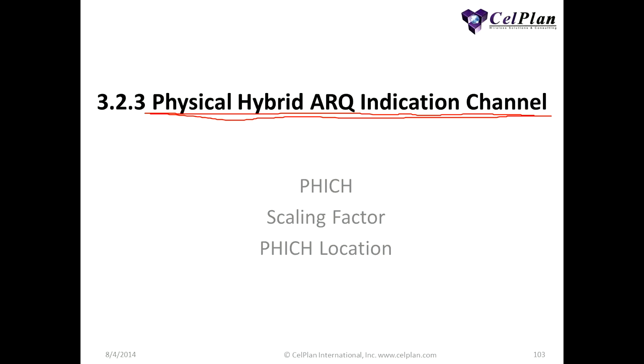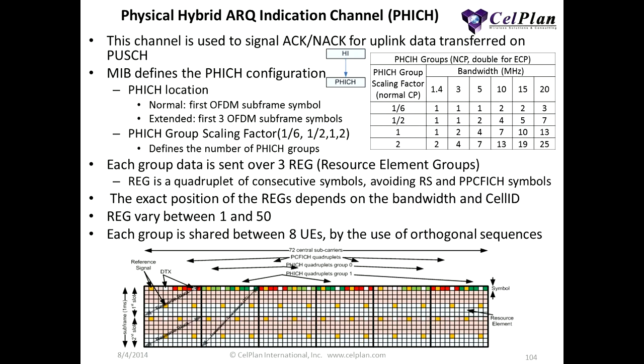So let's speak about the physical hybrid ARQ indication channel. We will talk about the scaling factor, and we will also talk about location. This is also another channel that doesn't have much information. One thing that we will detect when we analyze the MIB is the scaling factor. The scaling factor defines how much ACK/NACK information we need to send.